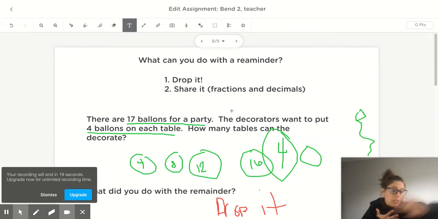So sometimes we just ignore that remainder. Sometimes we share it with a fraction, and sometimes we share it with a decimal. Your turn to try some. Good luck.